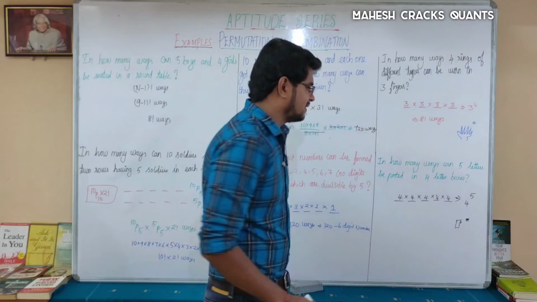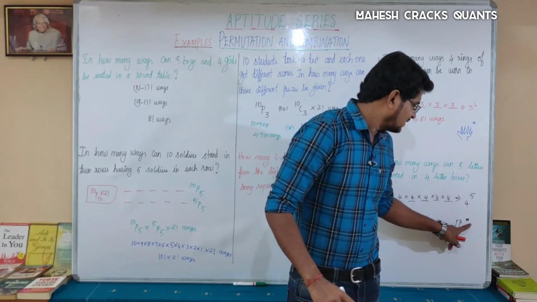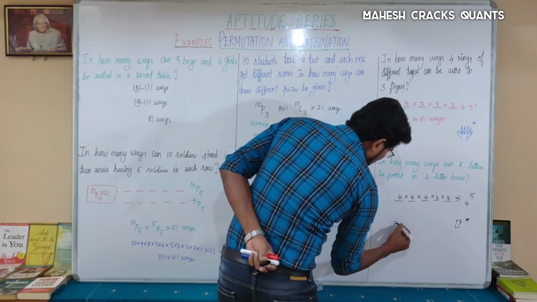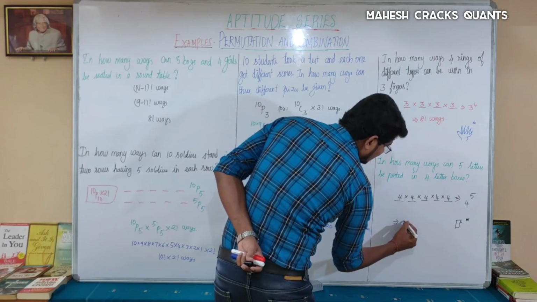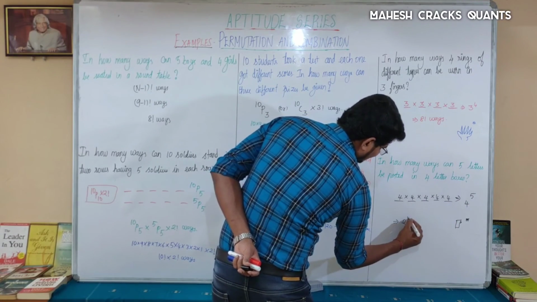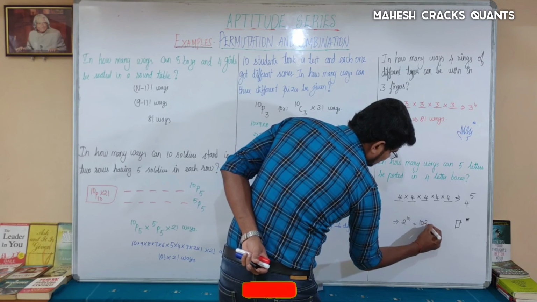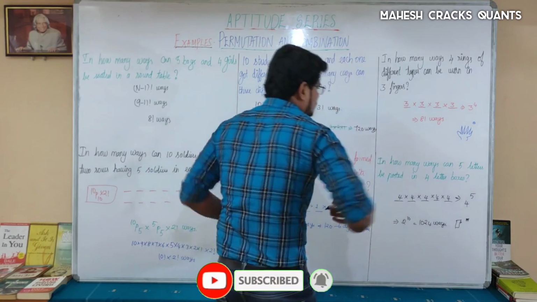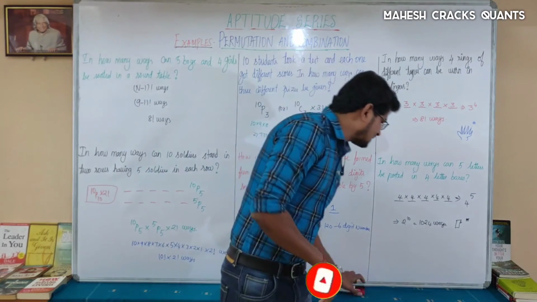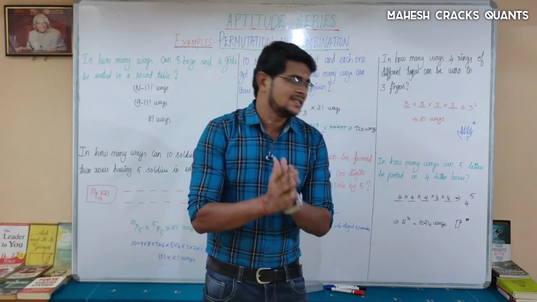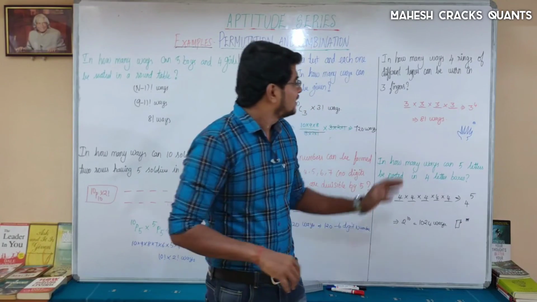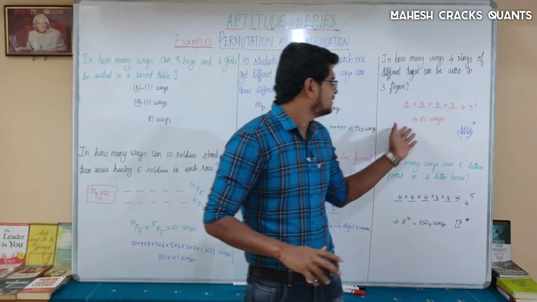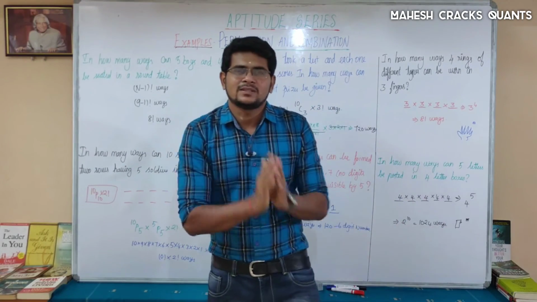Letter box is the base, and the number of letters is the power. So 4 power 5. What is the answer? 4 power 5 is nothing but 2 power 10, which we know is 1024. So the answer is 1024 ways. So 5 letters can be posted in 4 boxes in 1024 ways. And 4 rings can be worn on 3 fingers in 81 ways. Okay, that's all for the examples.